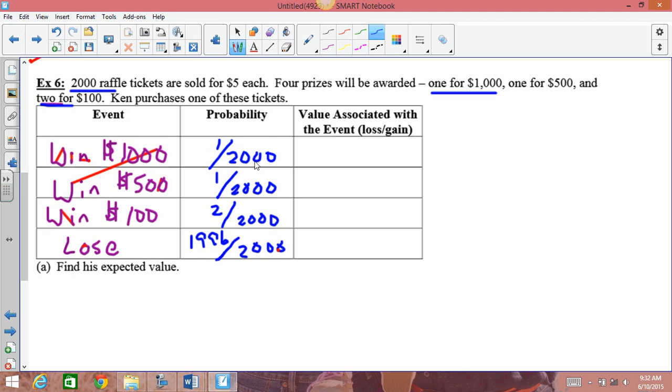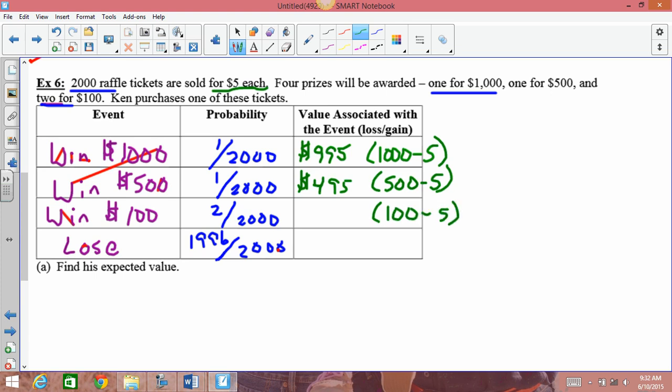Again, 1996 plus 2 plus 1 plus 1 is going to give me 2,000 over 2,000, which gives me 1. All right. So if you win $1,000, you are winning $1,000. But you've got to take into account that you bought your ticket for $5. So technically, you're only going to have net winnings of $995, because I'm taking my $1,000 winnings but subtracting out the cost to play. If you win $500, then your net winnings would be $495, because again, 500 minus 5. Win $100, and that's going to be 100 minus 5, and that's going to be $95 in winnings. And then if you lose, you're just out the $5 to play.